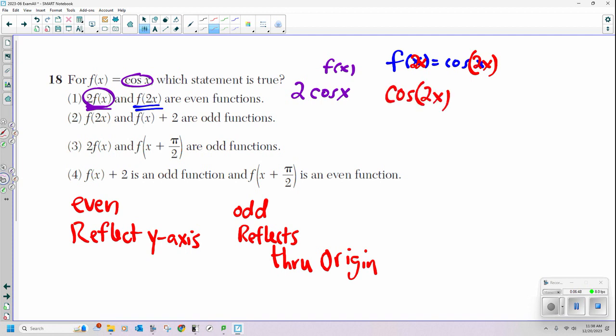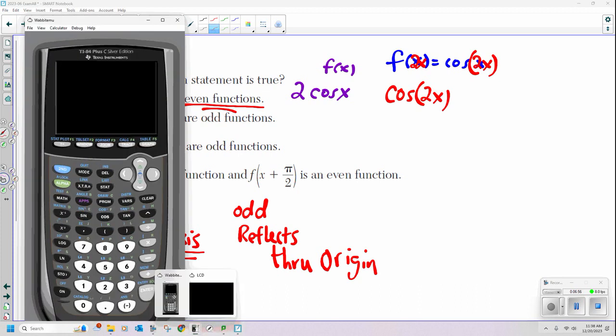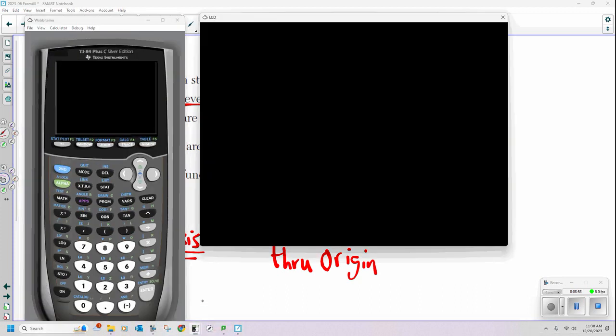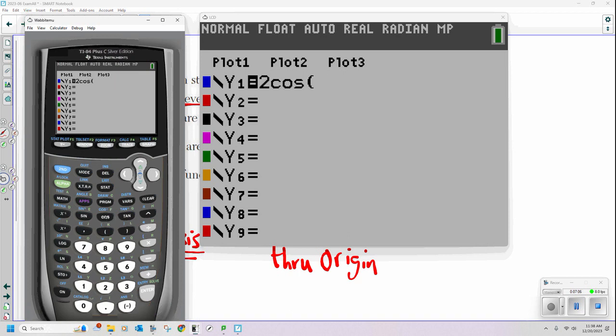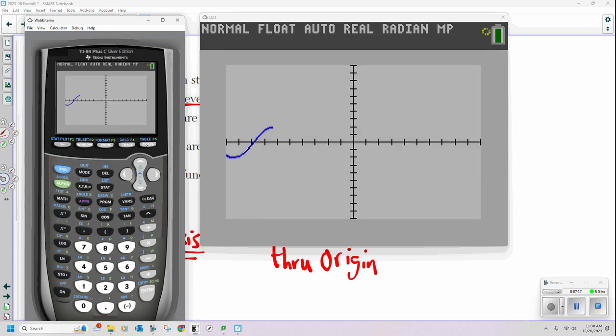They're saying both of those are even functions. They both reflect across the y-axis. Well, let's graph them. Let's see. Turn this calculator on. I'm going to go to y equals, and I'm going to graph 2 cosine of x. And I'm also going to graph the cosine of 2x. Okay, if I graph both these things, this is the first one.